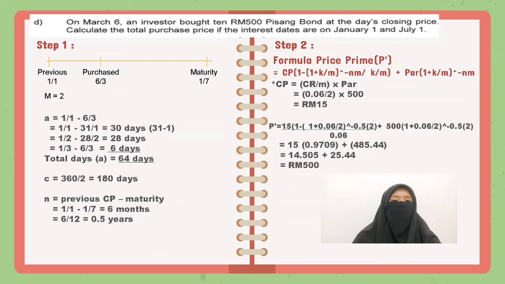Next step is to calculate the number of days for N, C, and A. For A, the number of days is 64 days. Meanwhile, for C it is 118 days since the interest payment date was semi-annually. And for N it is 0.5 years.